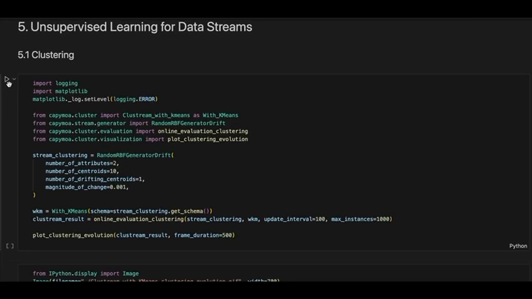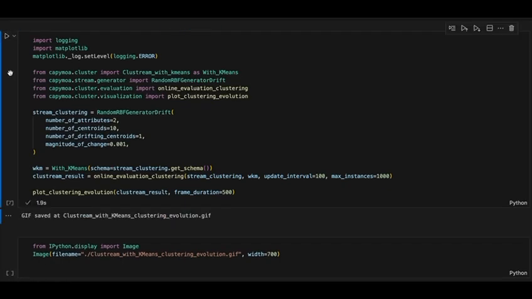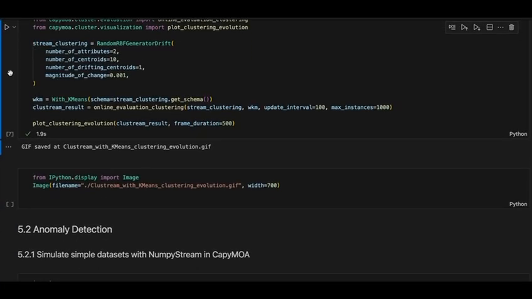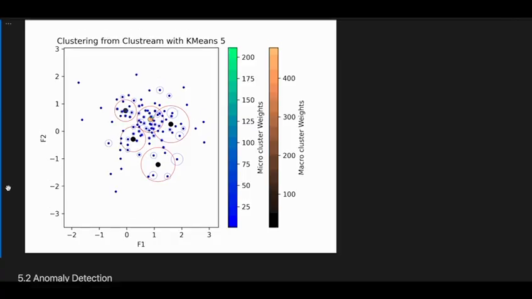CapyMOA also includes unsupervised learning capabilities. It offers various clustering algorithms, high-level evaluation functions, and even GIF-based visualizations, showing how clusters evolve over time, helping you truly understand the clustering process.